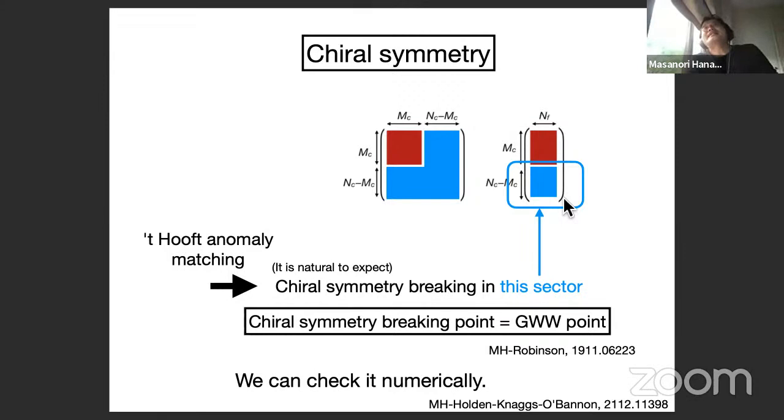Okay, but once chiral symmetry breaking is formed in this sector, in the usual sense chiral symmetry is broken, because the condensate is non-zero, at least for one color. Usually people don't really imagine that some colors have a non-zero condensate and some colors have a zero condensate. But our hypothesis is that the condensate is formed just for this color. And then in the usual sense, the global color symmetry is completely broken once the confined sector is formed. That would mean the chiral symmetry breaking point has to coincide with the Gross-Witten-Wadia point. We can check it numerically.